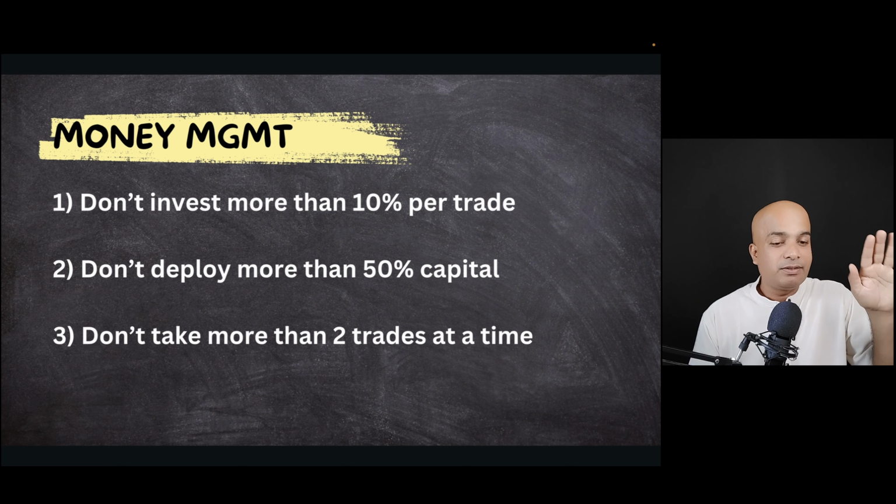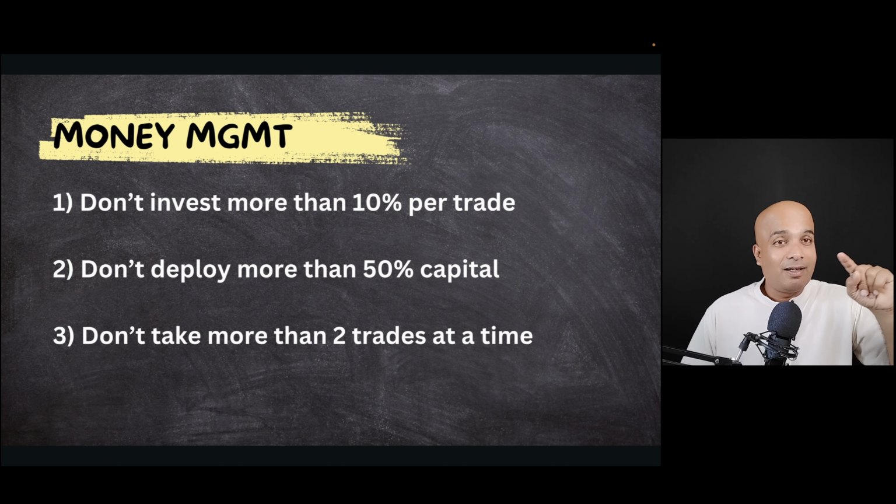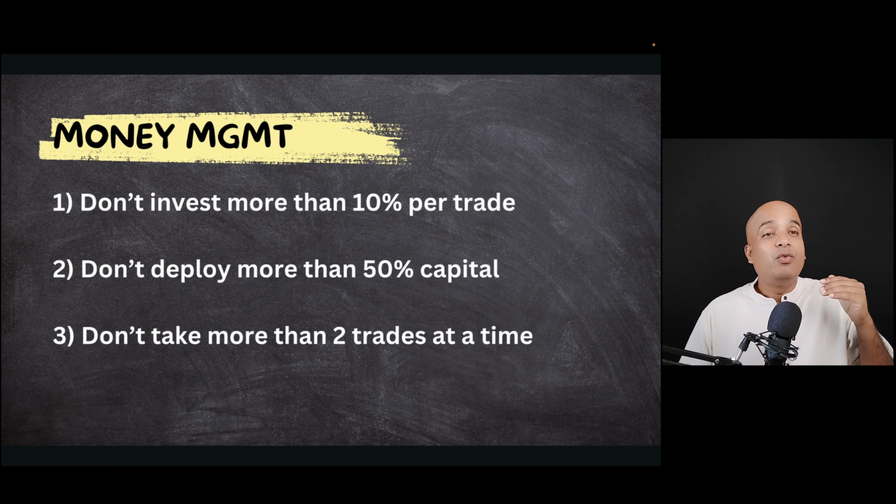So this is one more important rule. And the third rule is interconnected to the second rule. Don't take more than 2 trades at a time. Why? Because whenever the general market turns, you will get many trades with many stocks. Similar hidden divergences you will get with many stocks.